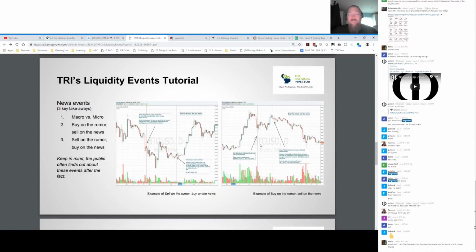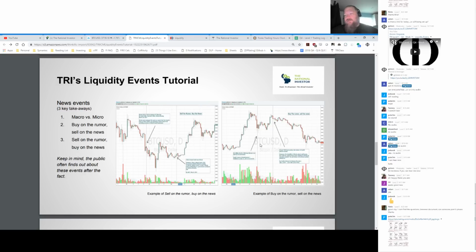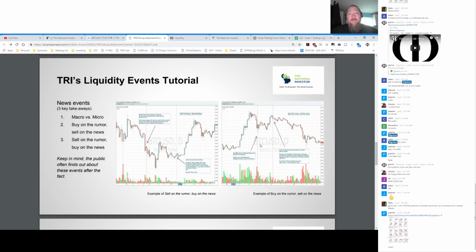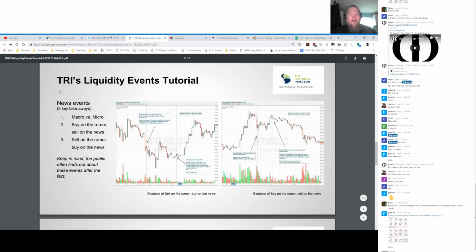Micro events have to do with a particular asset. In a company, you will see something like an earnings report. That's a micro event; it is specific to that company. And then you'll see macro events, like changes in interest rates or tariffs, to bring up recent things. These both affect larger swaths of the market, not just individual companies.